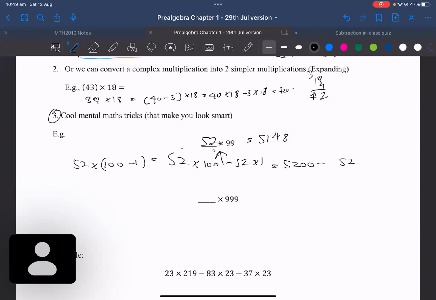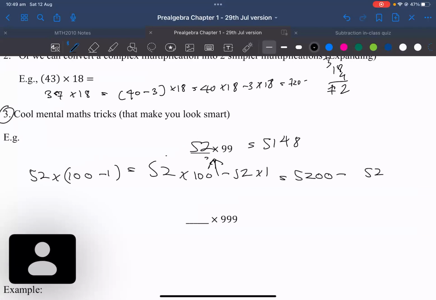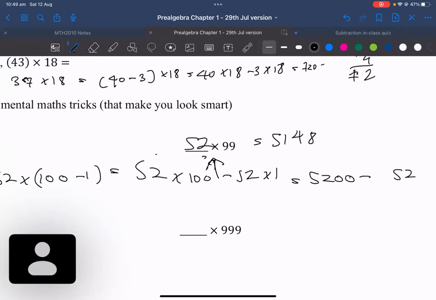So I sort of prepared this because I knew it was 99. I sort of did the distributive property in my head to get it. The idea here is that times by 100 is super easy. You just add 2 zeros. Minus 52, minus times by 1 is nothing. It doesn't change anything. So I use the distributive property to get 5200 minus 52.